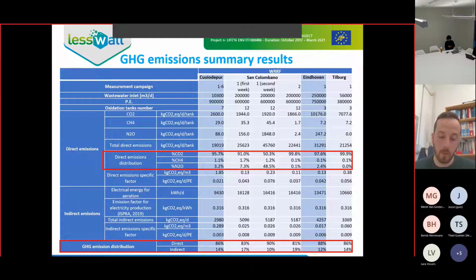Indirect emissions were calculated on the basis of the electricity consumption for the aeration, using the specific factor of the electricity production, so kilos of CO2 per kilowatt hour. So we can observe that the direct emissions are greater than indirect ones. The direct emissions are on average 85%, versus the indirect, which are 15%.